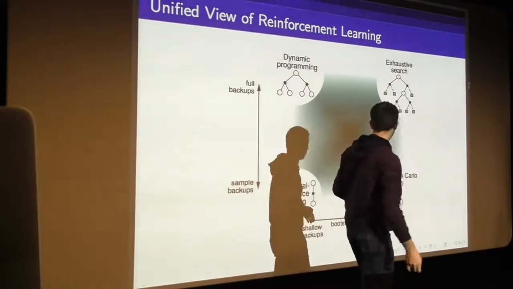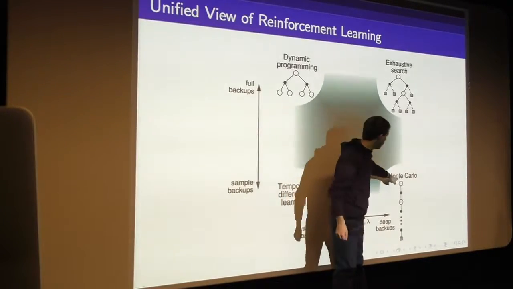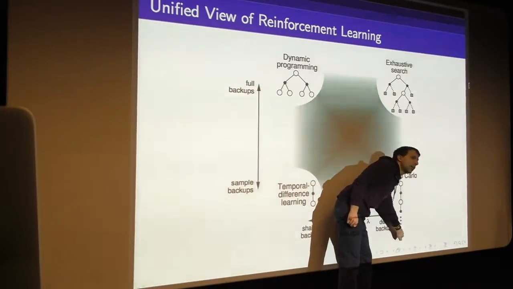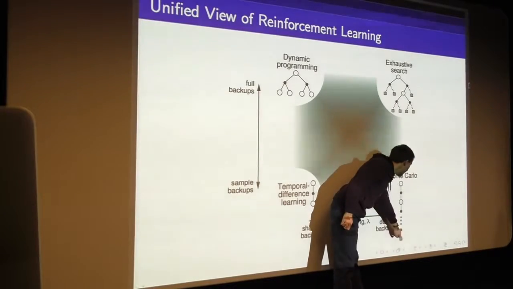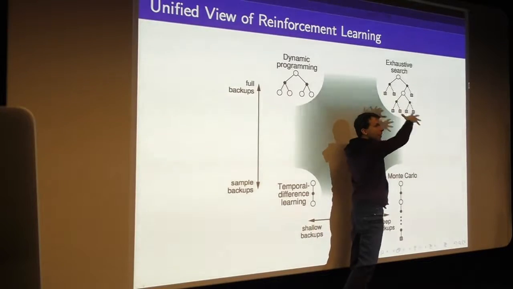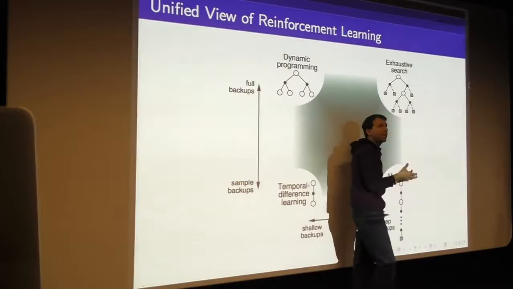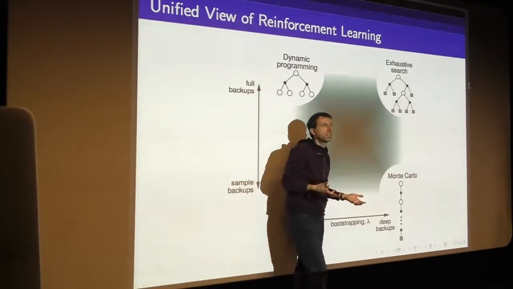In contrast, we can do these deep backups with Monte Carlo, where we go all the way to the end of the episode and we look at what happened right at the end, and we back up the actual return all the way to the value function here. Similarly, with exhaustive search, you can do an exhaustive look ahead all the way to the end, back that up all the way to the root, without ever bootstrapping from your own value estimate.